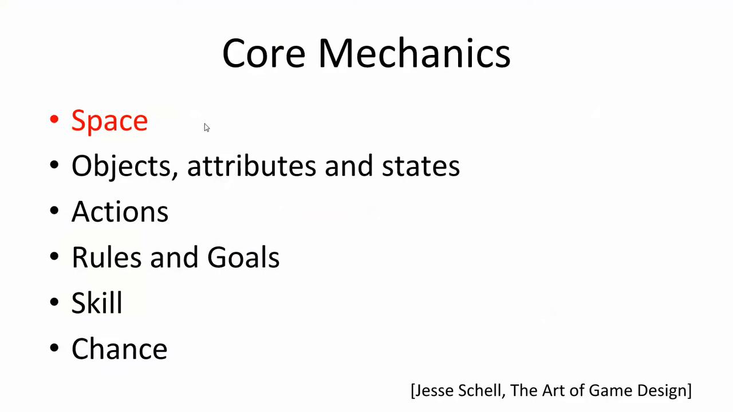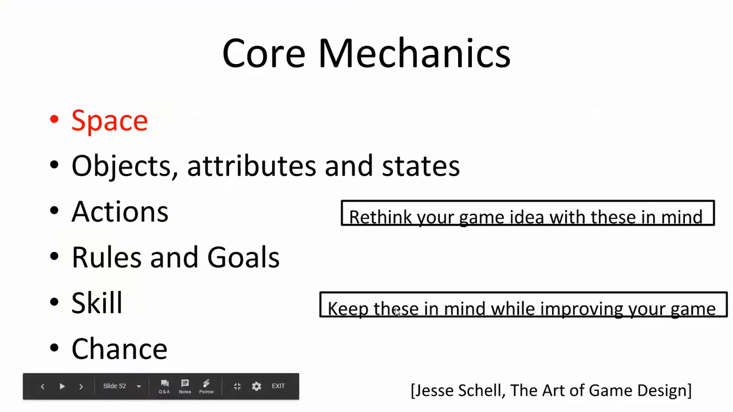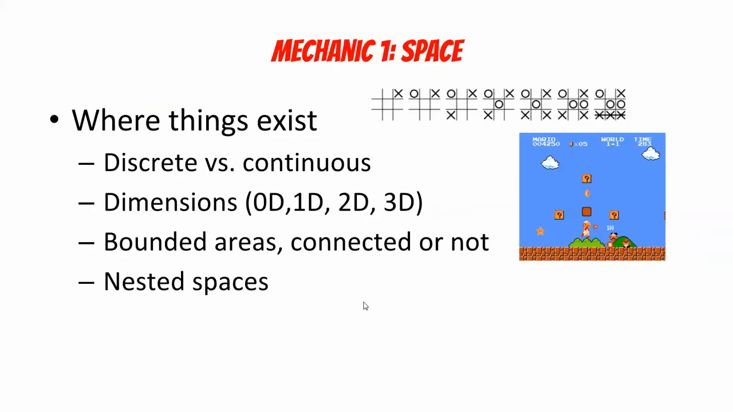Okay, so we're going to talk about the different core mechanics, and here they are. And the first one is going to be space. Okay, so space is where things exist. It's where your player plays. So you have discrete versus continuous. We have different dimensions. You have zero dimensional, one dimensional, two, and three dimensional.